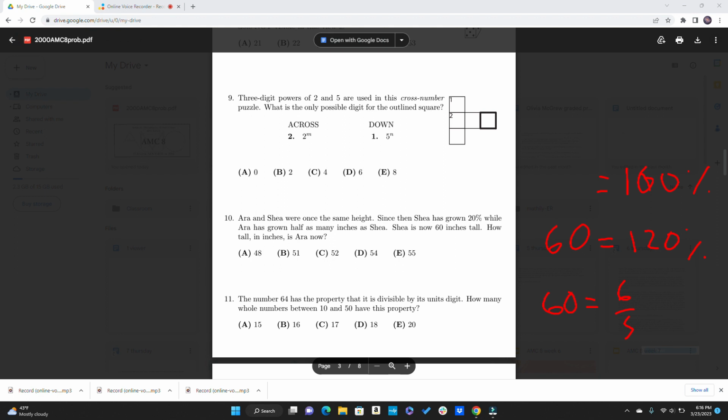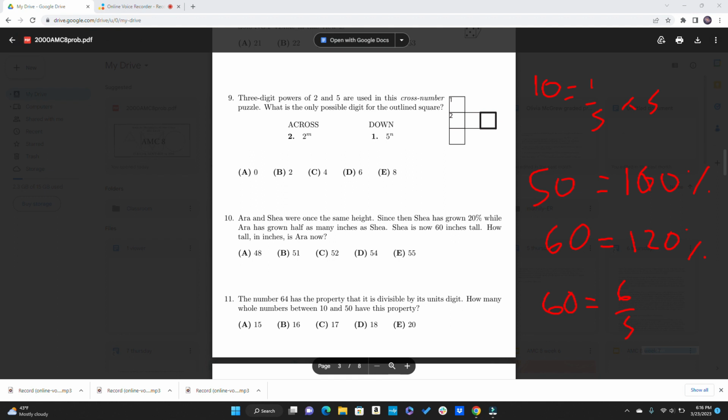So what's 1/5 of that? So we can divide it by 6 to find 1/5, right? Divided by 6, that's 10. 10 is 1/5, right? So 5/5 would be this times 5. 10 times 5 is 50. So she was 50 inches tall, and now she's 60 inches tall. So Shea grew 10 inches.